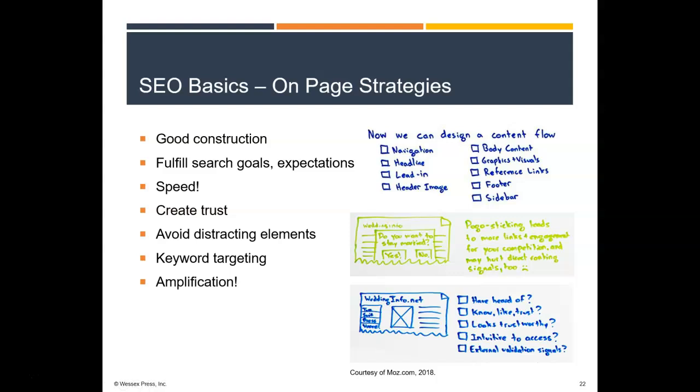SEO basics on-page strategies. Good construction, fulfill search goals expectations. Speed, create trust, avoid distracting elements, keyword targeting, and amplification. So this is how you could do it, but SEOs can create reports that provide you with a more comprehensive overview of your marketing campaign and how it's been doing.